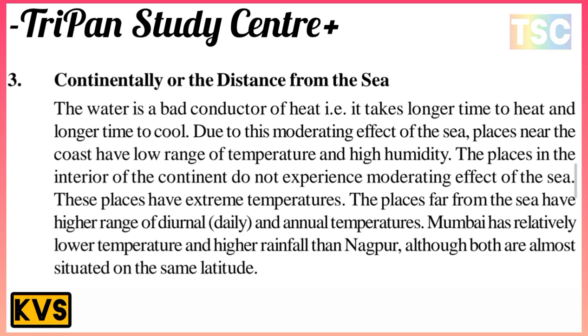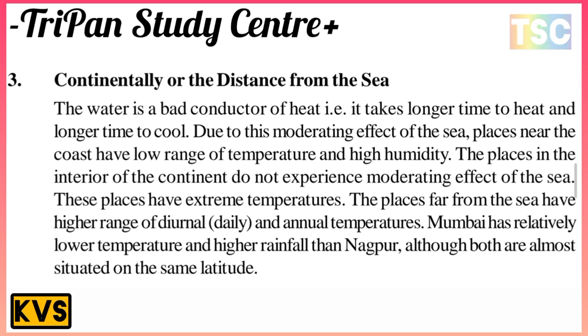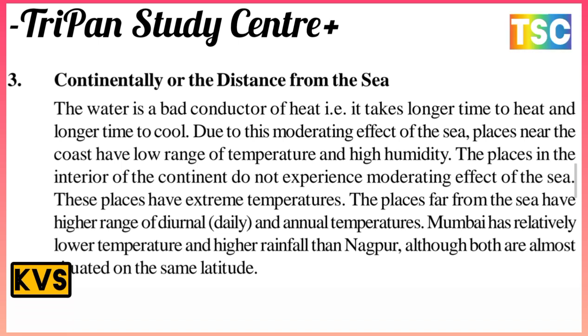Due to the moderating effect of the sea, places near the coast have a low range of temperature and high humidity. Places in the interior of the continent do not experience the moderating effect of the sea, and have extreme temperatures. Places far from the sea have a high range of diurnal, daily and annual temperatures. Mumbai has a relatively lower temperature and higher rainfall than Nagpur, though both are almost at the same altitude.